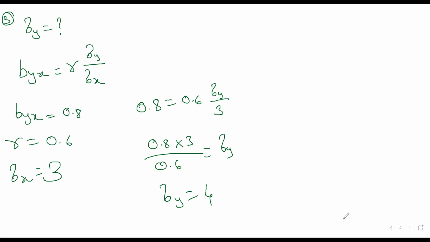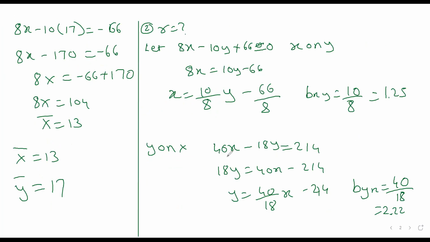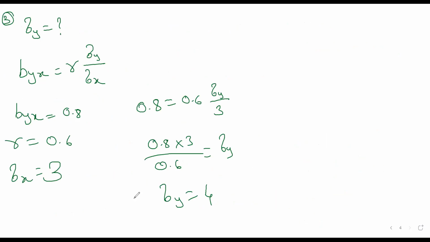So as per all the questions they have asked, they have asked for bar X and bar Y. So bar X and bar Y are 13 and 17. R is 0.6 and standard deviation of Y is 4. The sum is solved.